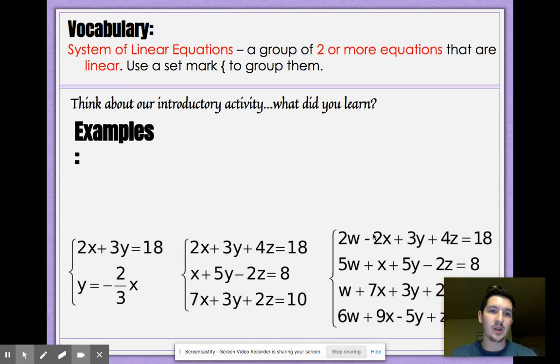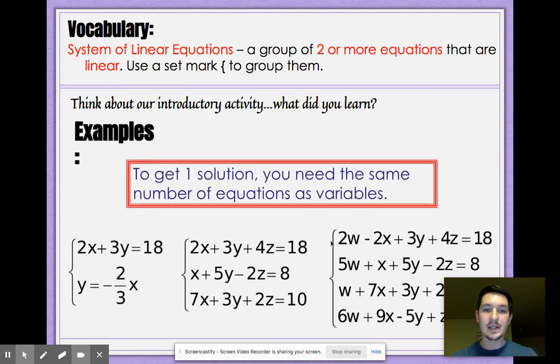Our first vocab word: a system of linear equations is a group of 2 or more equations that are linear, and we use a set of braces, as you see there, to group them. Think about our introductory activity. We have all kinds of different ways we've solved linear equations, but we've only gone up to 2 variables. To get one solution, you need the same number of equations as variables.